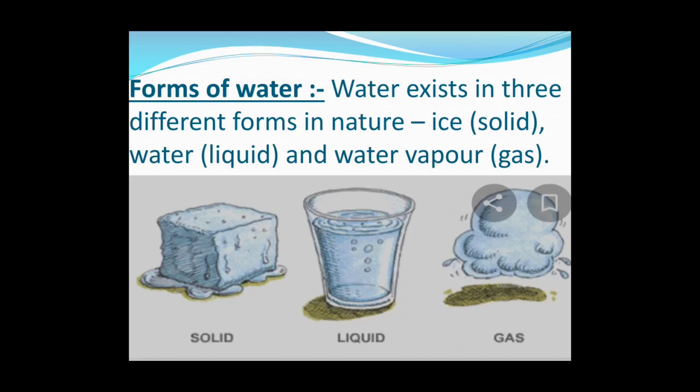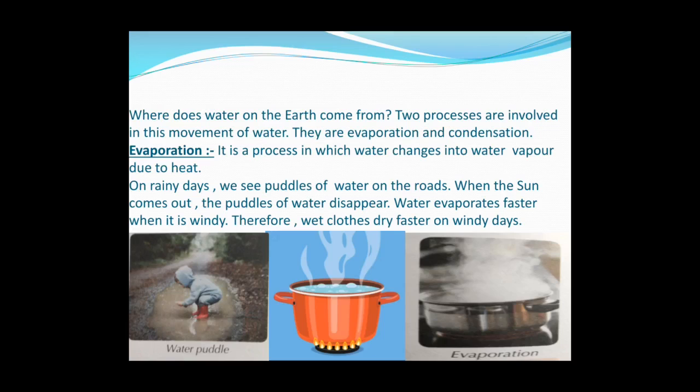Forms of water. Water exists in three different forms in nature: ice, solid; water, liquid; and water vapor, gas. Where does water on the earth come from? Two processes are involved in this movement of water. They are evaporation and condensation.